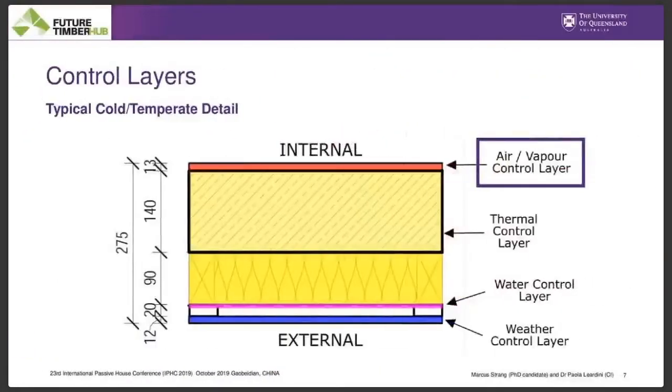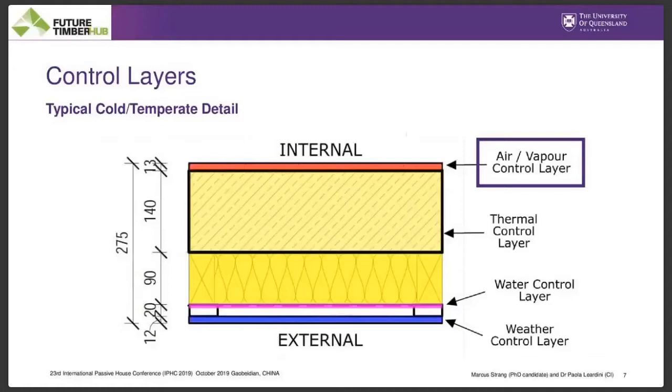So a typical CLT layer detail from Europe will address the control layers in this way, where we've got the air and vapor control layer on the interior, and that's to prevent any air from infiltrating into the assembly. And then we have the thermal control layer, and that's to improve the energy efficiency of the building and to reduce the amount of heat that transfers out. And then we have the weather control layer on the outside, which is the cladding and prevents the wind-driven rain and wind from ingressing into the assembly.